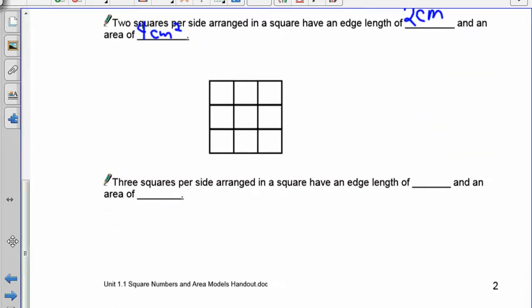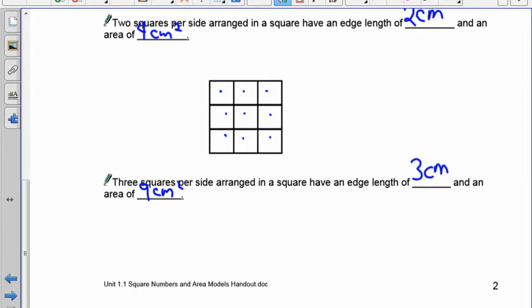Let's go on to a larger one. You notice that now we've got 3 squares per side arranged in a square. So we have an edge length here of 3 centimeters, and an area of 1, 2, 3, 4, 5, 6, 7, 8, 9. 9 centimeters squared.